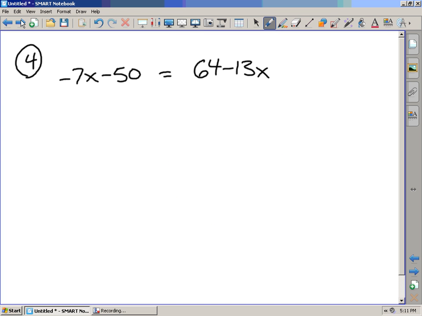Our next problem is negative 7x minus 50 equals 64 minus 13x. Again, we can't combine like terms on the left side.